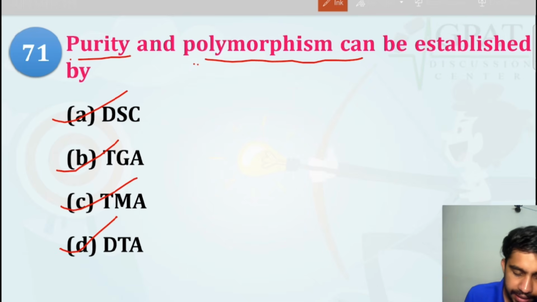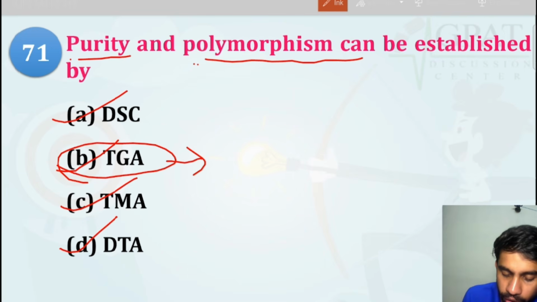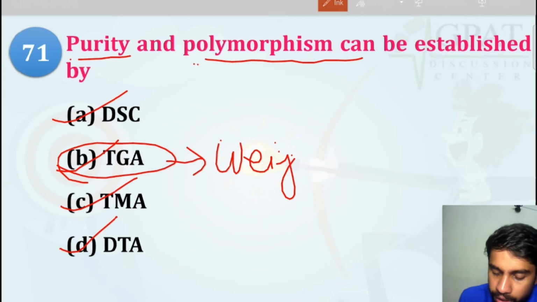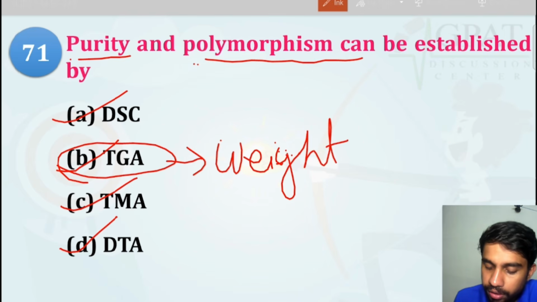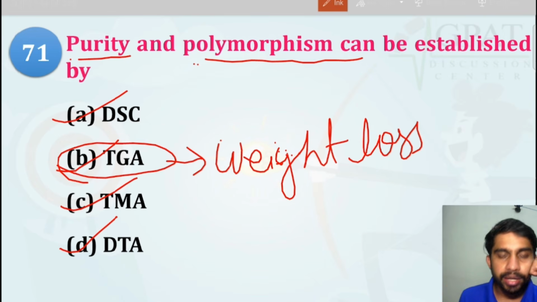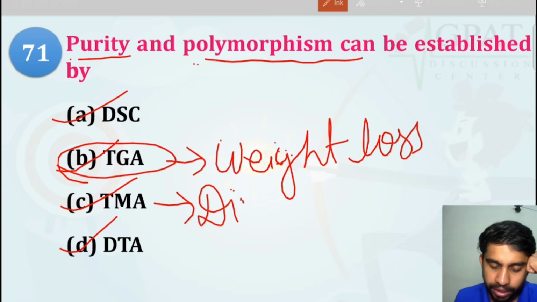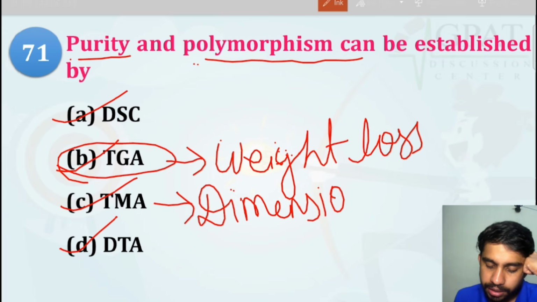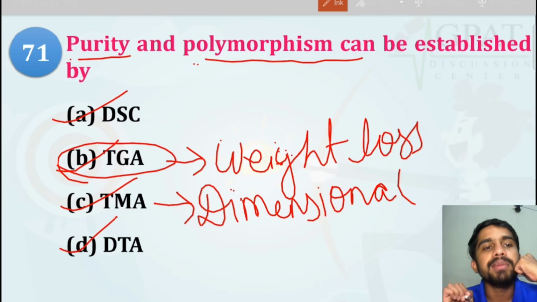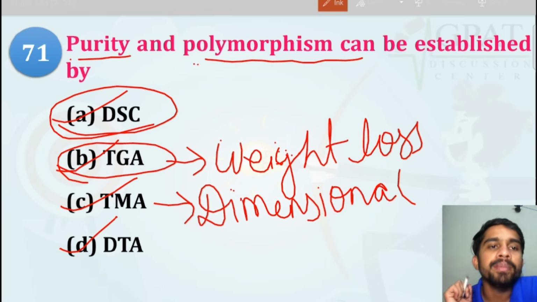TGA, that is thermogravimetric analysis, is used to measure the weight loss of the compound with increase in temperature. When we increase the temperature, moisture gets lost and weight loss happens. That is measured by using TGA. TMA measures your dimensional changes, whereas DSC, differential scanning calorimetry, measures something else.